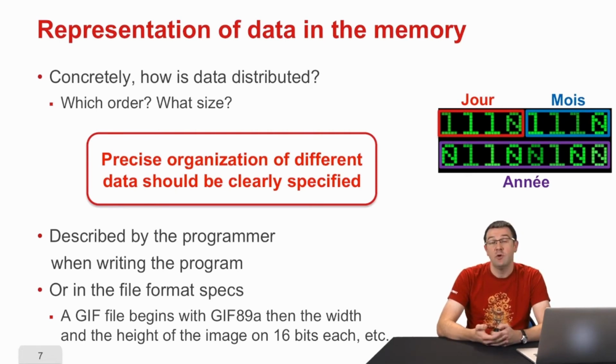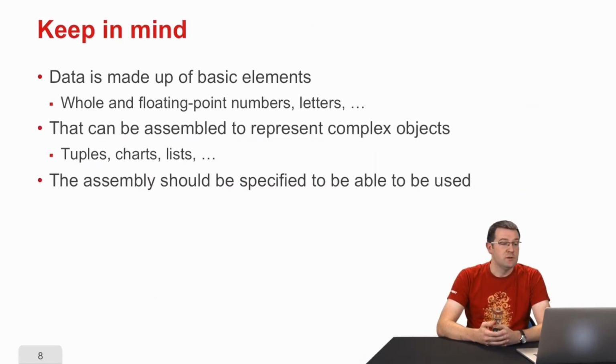When the format of the file isn't open, people can generate it but others may not be able to read it. So we can keep in mind that data is made up of basic elements, whole numbers, floating point numbers, and maybe letters or other things. And these elements will be combined to represent more complex data with tuples, meaning assembling elements, charts or lists, etc. that can contain a lot and enlarge or shrink depending on the programmer and on the user. The most important is to define clearly how things are assembled so that everyone can use them.